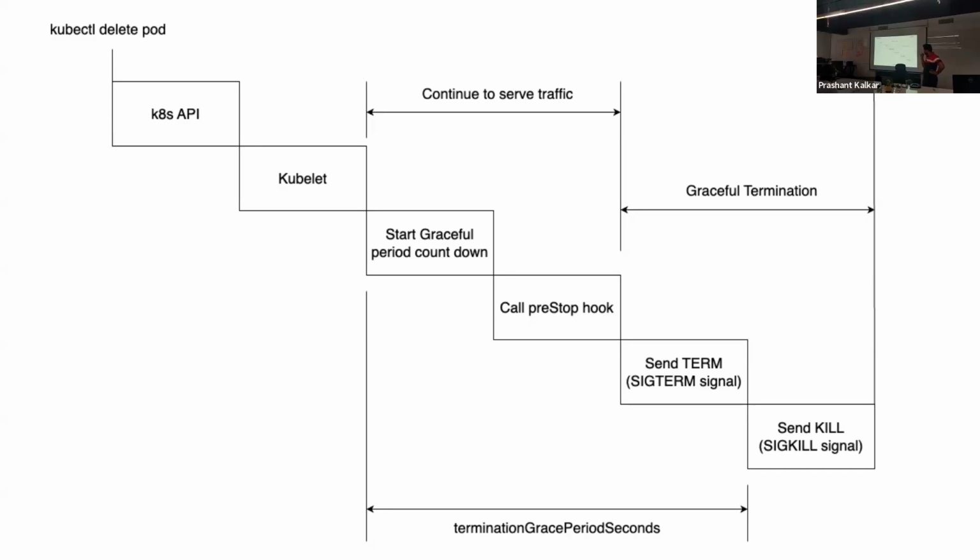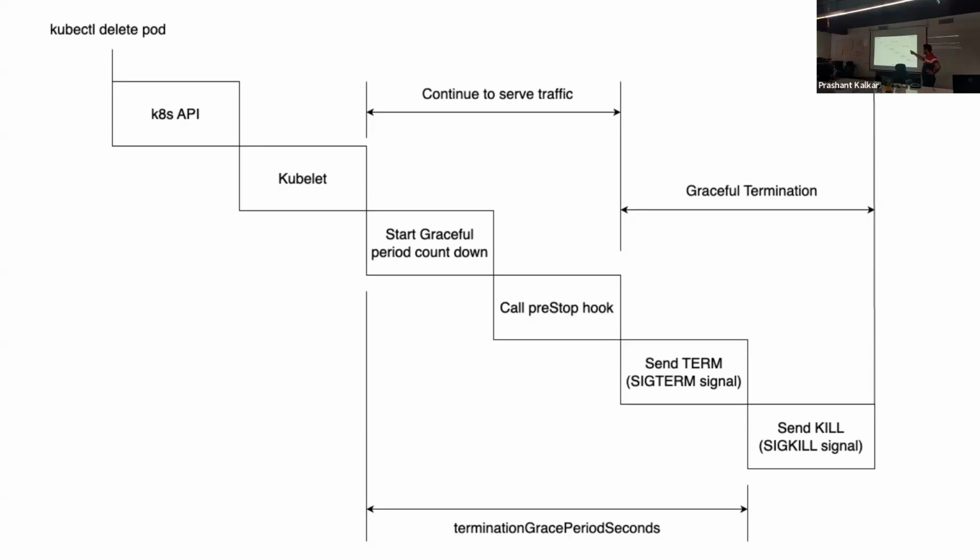Once you start the countdown period, it will also call something called a pre-stop hook. There are a few hooks that are given by Kubernetes: pre-stop, post-start. Those are the lifecycle hooks at the pod level. One of them is the pre-stop. Pre-stop is a hook that is called, as the name suggests, before stopping the pod. It allows you to react to the situation of termination. Okay, so that hook is called.